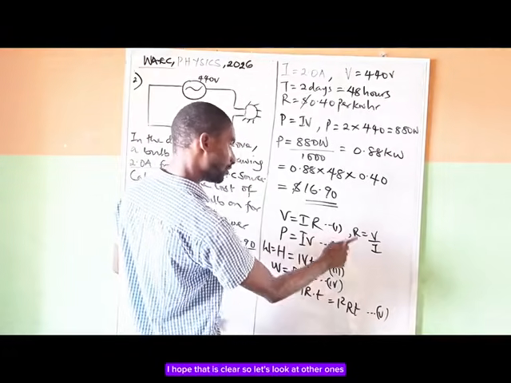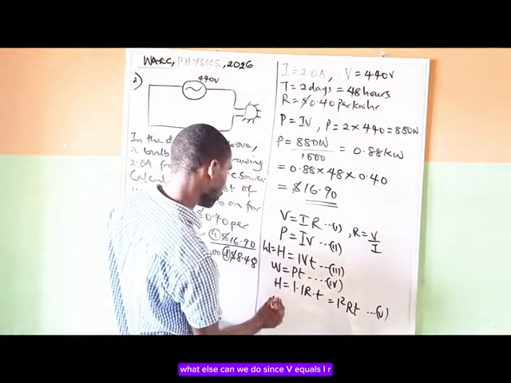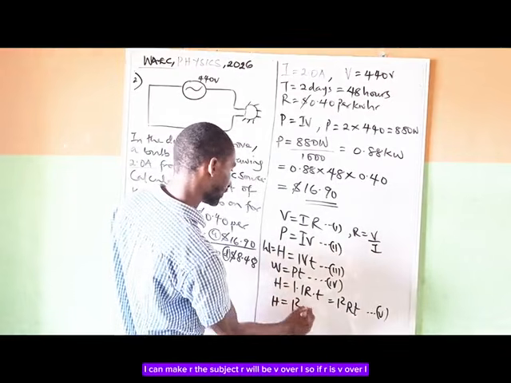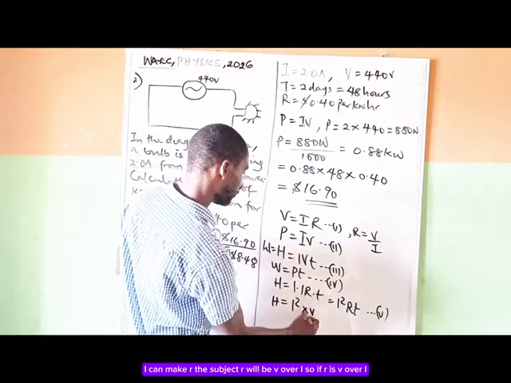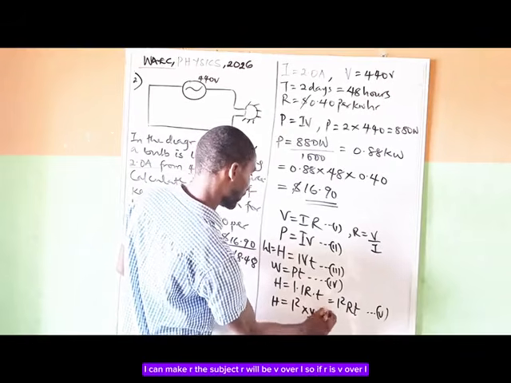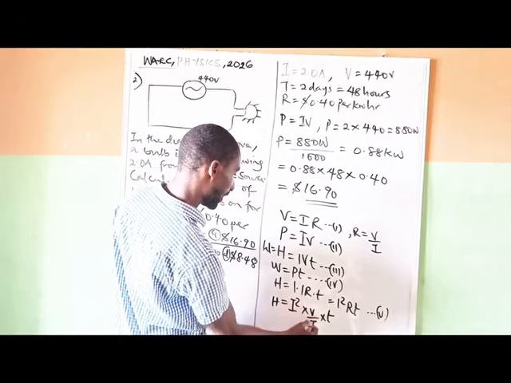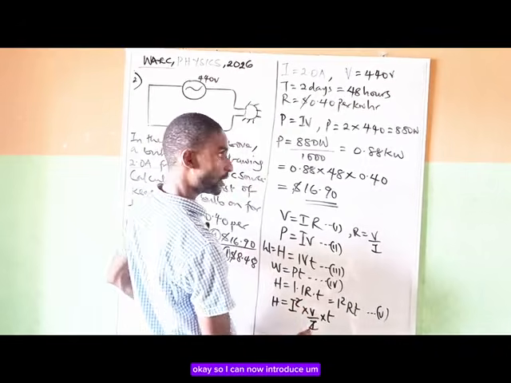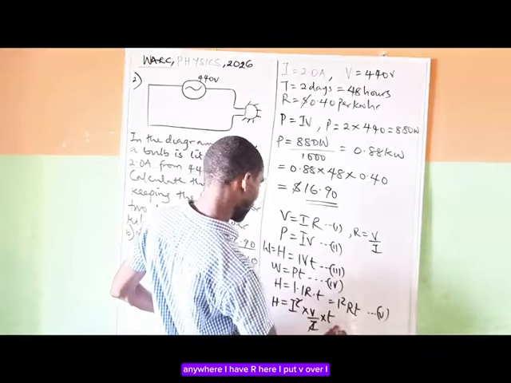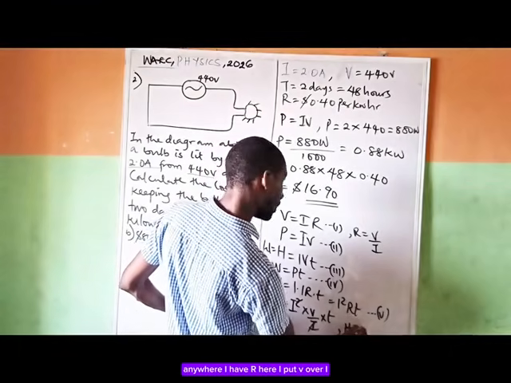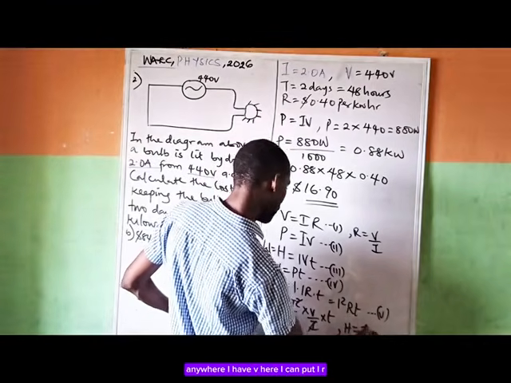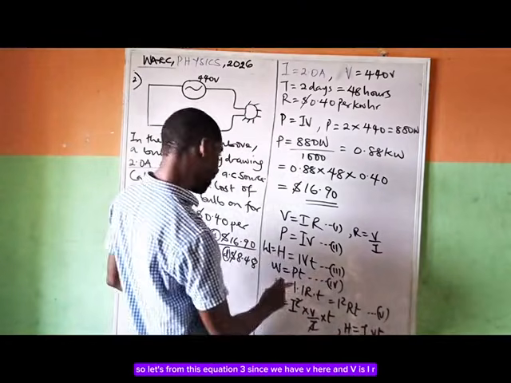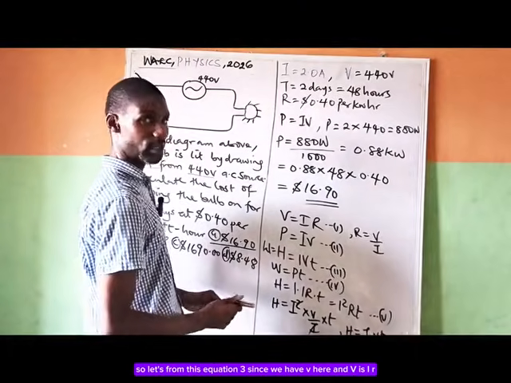Now from R, we can replace with V over I. So H will be I squared times, instead of R, V over I, multiplied by T. So we cancel one of this I squared, and you have ordinary I. So H equals IVT. So that was how we got this H equals IVT. I hope that is clear.